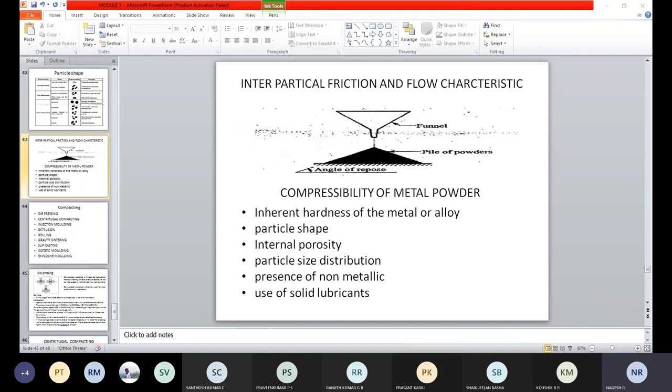With respect to this, considering the smaller-sized particles, the powder particles will show greater friction and also a greater angle of repose. So that is the thing related to particles, interparticle friction and flow characteristics.